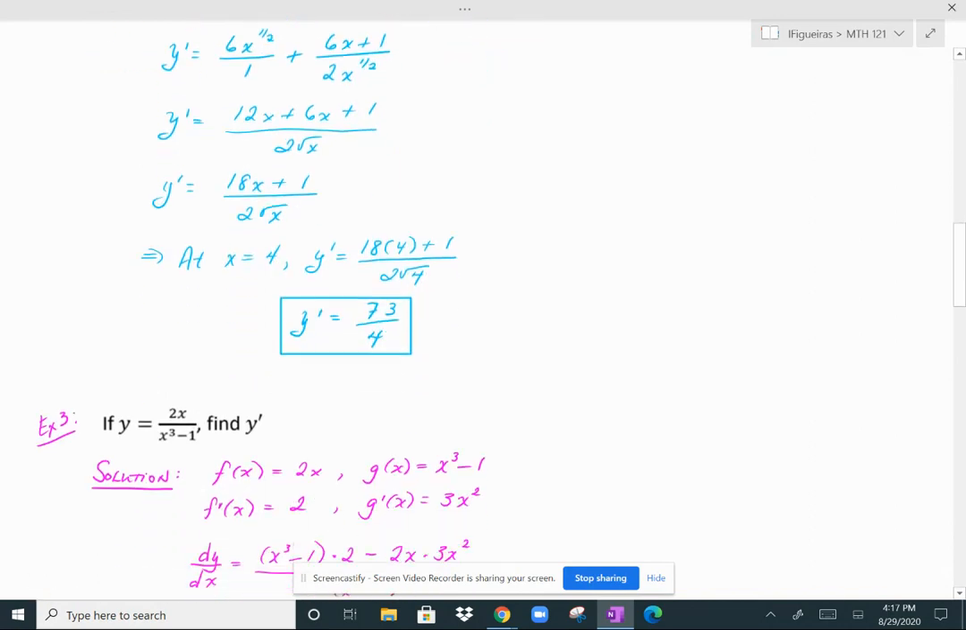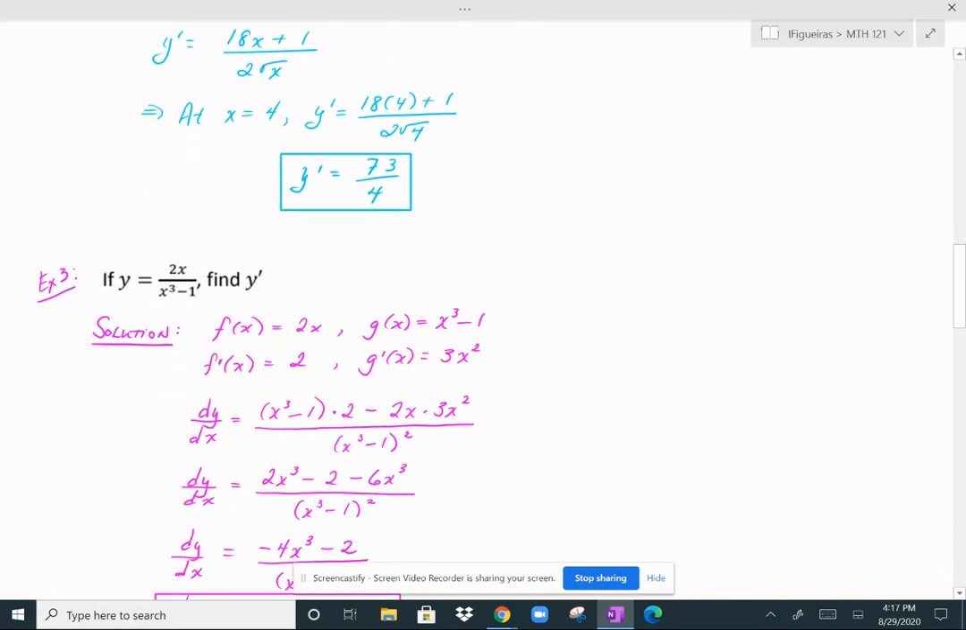All right, so now we're going to get a chance to use the quotient rule because this is a quotient of two functions, 2x being my numerator, and that's what we call f of x, and the denominator is this cubic, so that we call g of x, so that's x cubed minus 1. So just like in product rule, you need to know what f prime and g prime are in order to apply quotient rule. So that's here in the second line. The derivative of f is 2, the derivative of g is 3x squared.